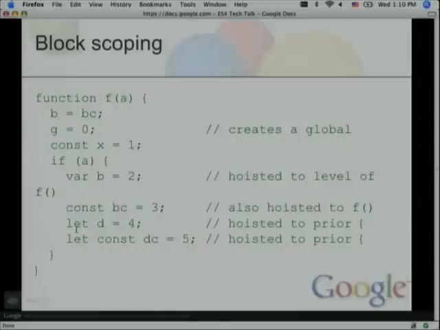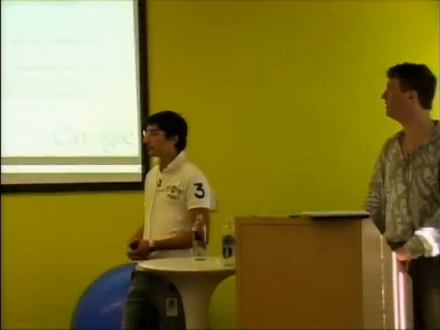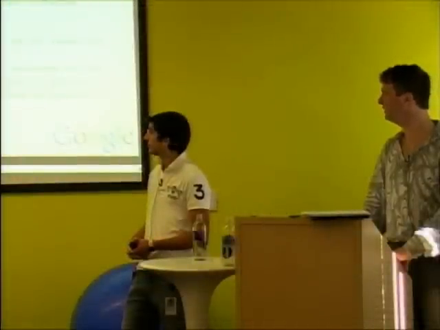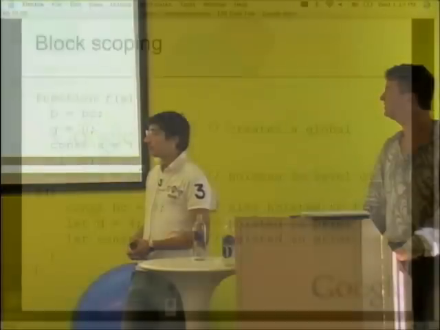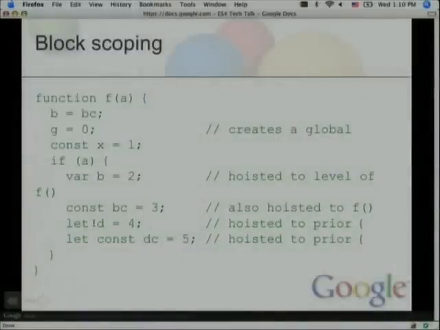There is a new construct called let, which instead of hoisting it to the top of the function, will hoist it to the top of a block. So this declaration of D would take effect here. Now there's some controversy and debate within the group about whether let should hoist at all, or whether it should behave like in C++ and Java and just take effect starting from here.